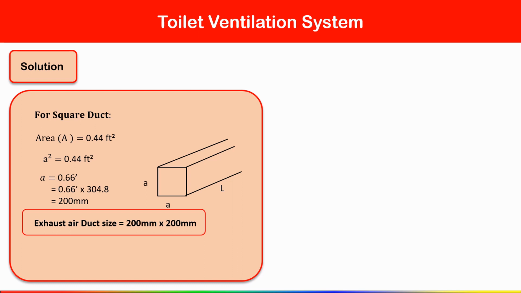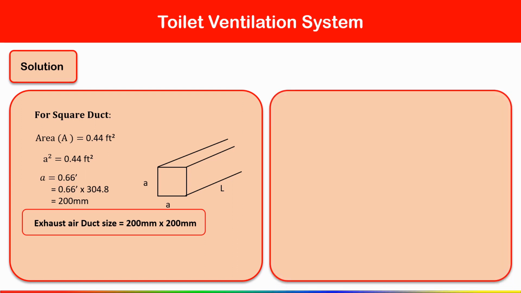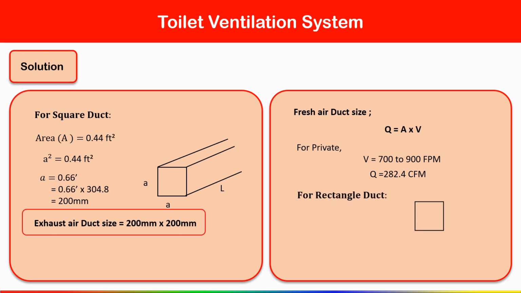again you have to first calculate the area of that duct, because the Q value, the airflow rate value, is different. So we have to again calculate the area. Now see the fresh air duct size. The formula is the same, Q is equal to A V, and here the velocity we take the same 700 to 900 fpm, but the Q value we have to take 282.4 cfm, which we have calculated as 80% of the exhaust air duct. Put all these values, so you will get the area finally.